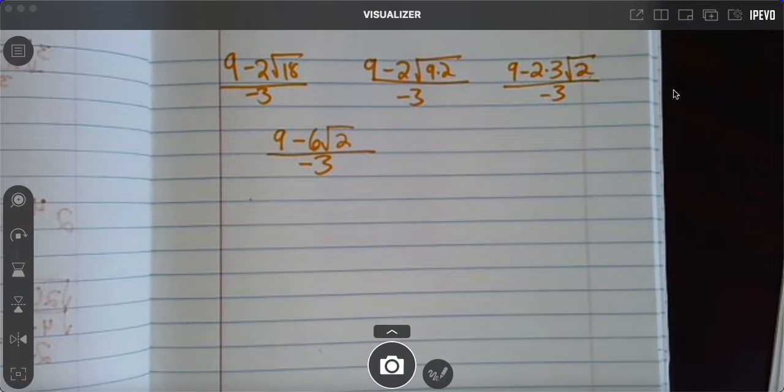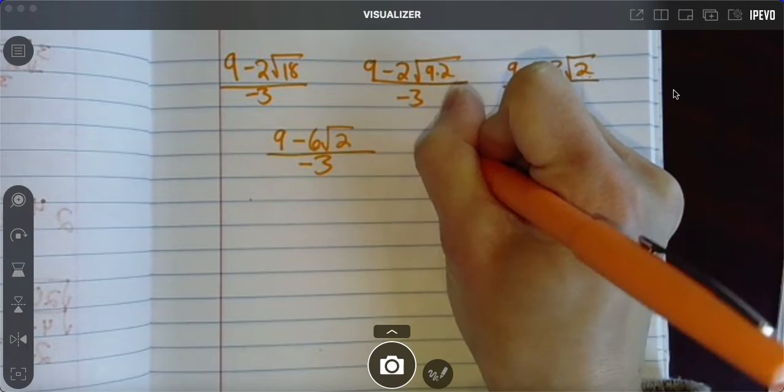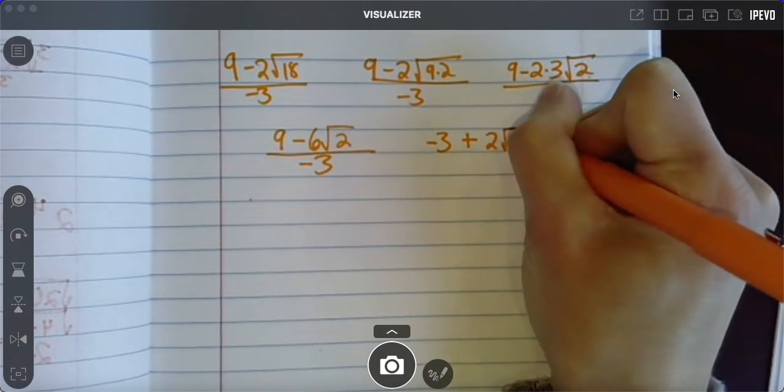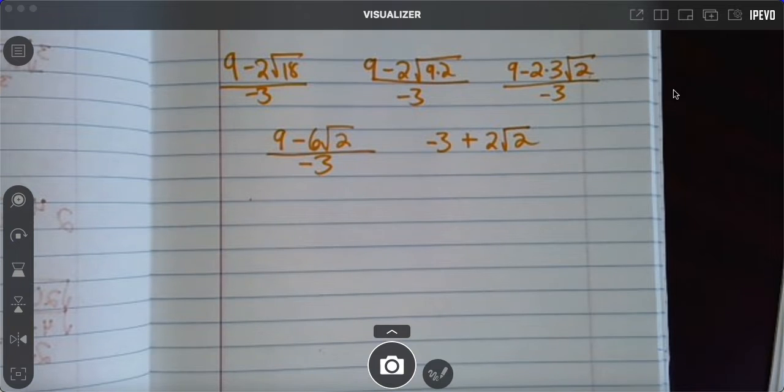That 2 is not an answer. Because everything can be divided by what? That negative 3. Okay? So what do we get? What's 9 divided by negative 3? -3. And what's negative 6 divided by a negative 3? A positive 2. Do we see that answer? Yes. That's C.